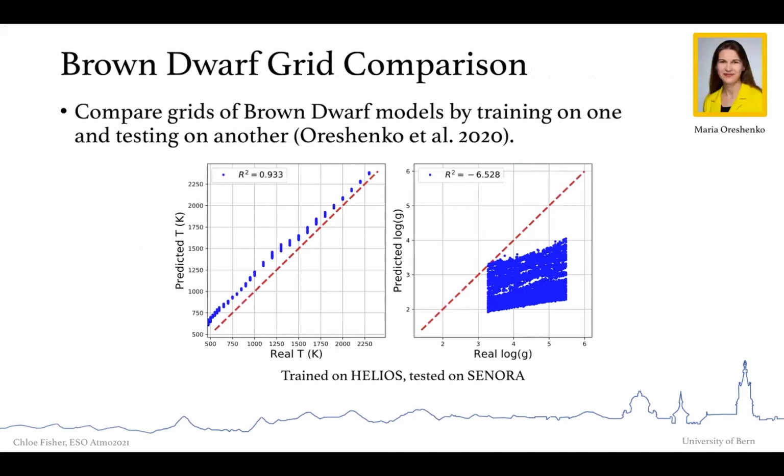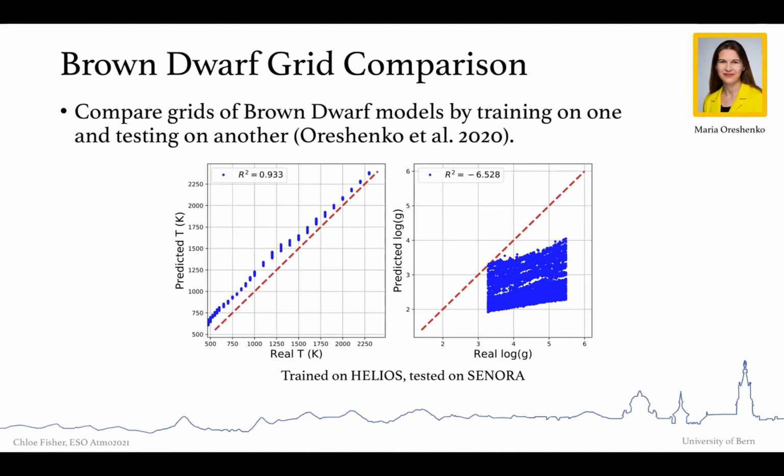Just very briefly, some other things you can do with the forest. Maria Oroshenko had a paper last year which compares grids of brown dwarf models by training on one set of models and testing on another. Several groups across the world generate their own model grids of brown dwarfs, and they're quite happy to share those grids with you. So Maria trained on one group's grid and tested on another. She found that for the temperature and gravity retrievals, there were some quite big differences between the grids. The temperature looks fairly similar, with a bit of an offset, but the gravity has a huge difference. This is for a forest trained on Helios, which is Mathieu Malik's radiative transfer code, and then tested on Mark Marley's Sonora models.